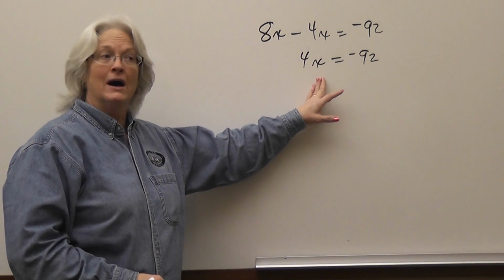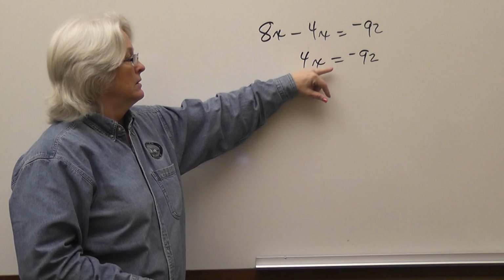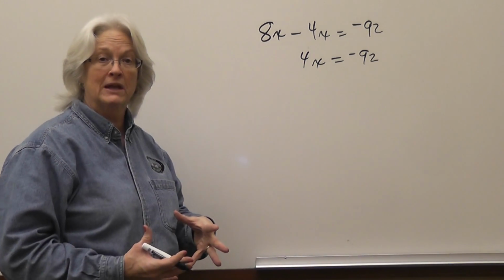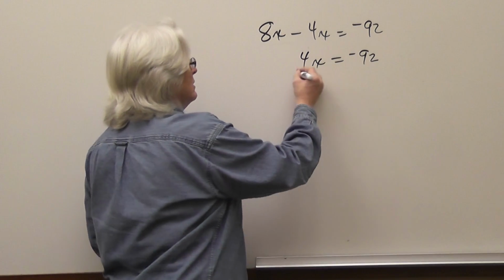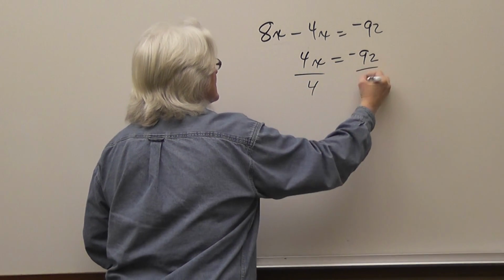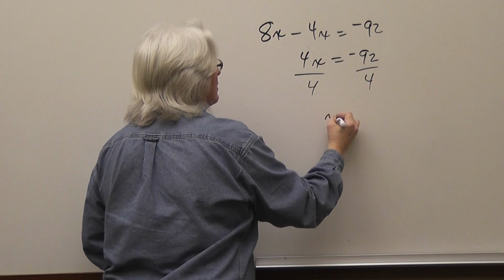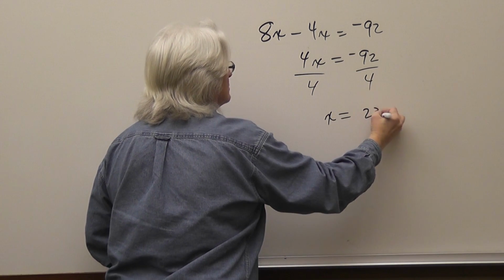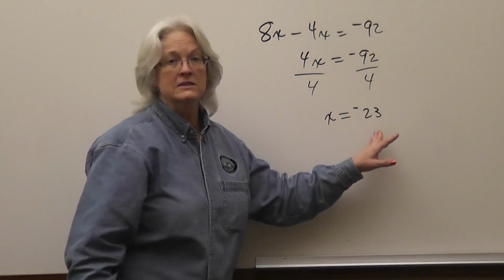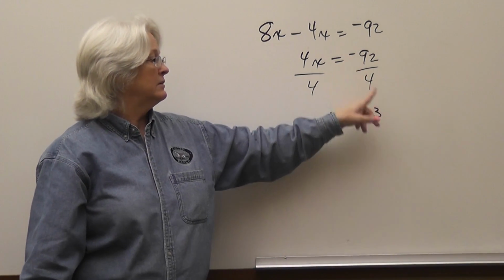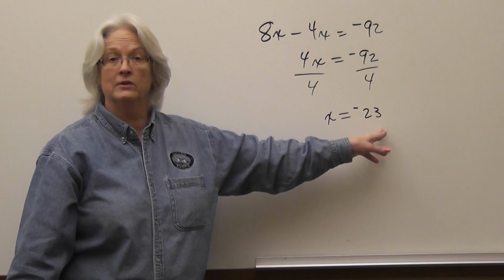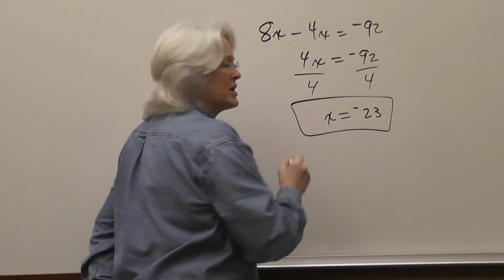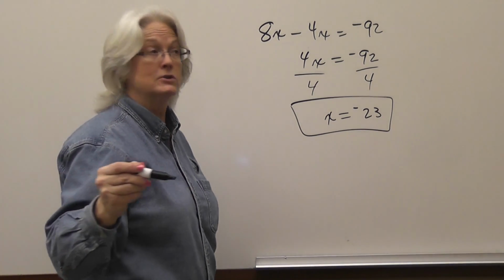We now have 4 times x is equal to negative 92. The inverse operation for multiplication is division. We will divide both sides of the equation by 4, and we end up with x is equal to 23, and it's negative. A negative number divided by a positive number is negative. Our problem also tells us, go ahead and check this, make sure that you got the right solution.